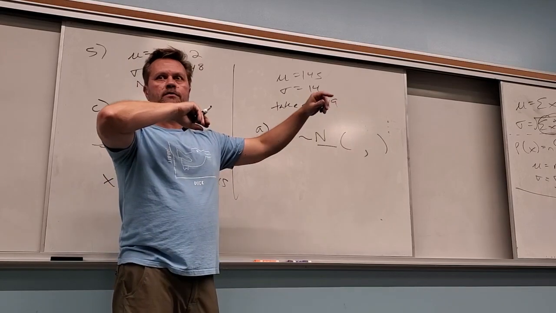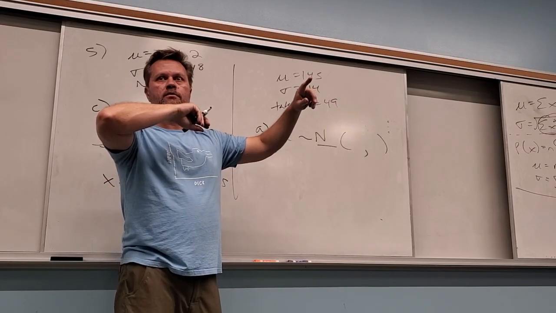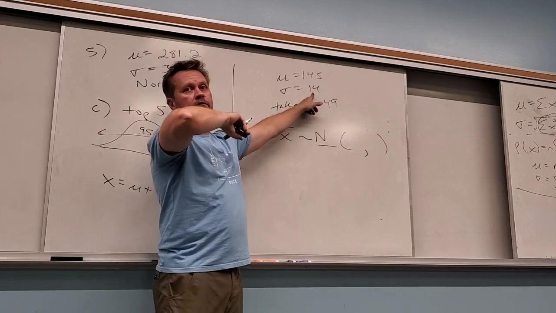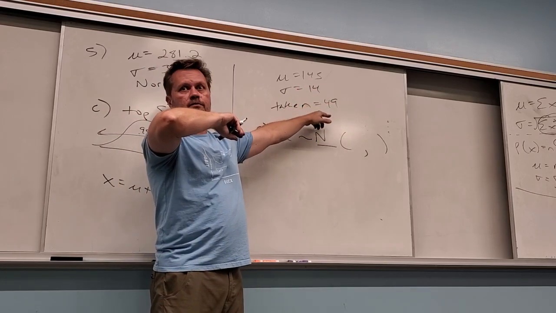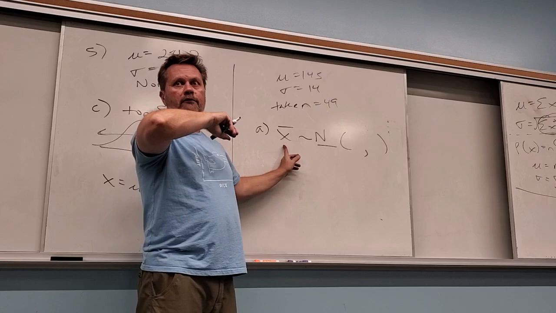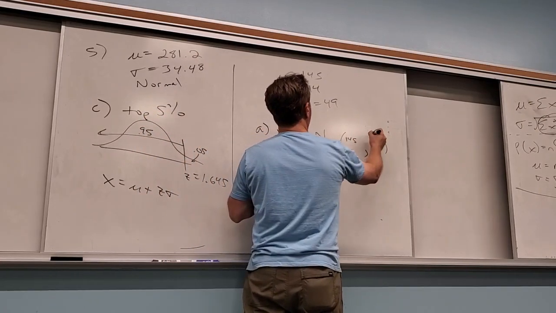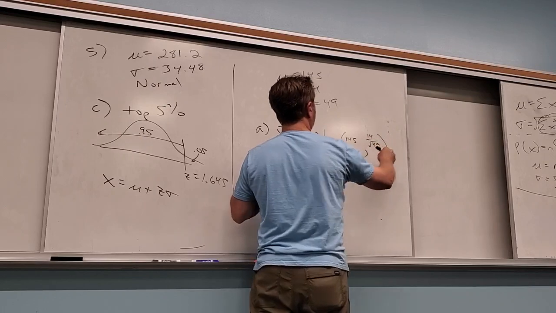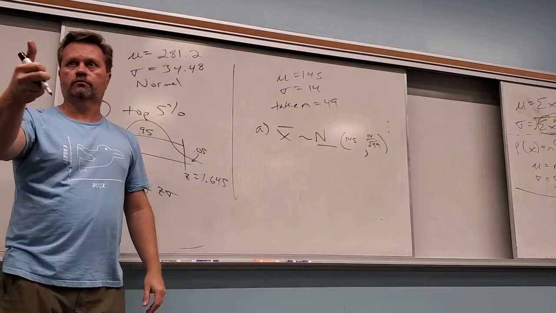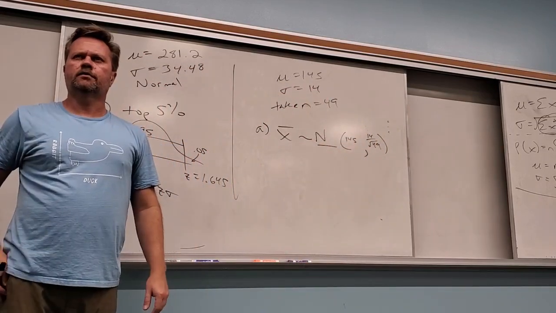What else happens? Square root of that. The standard deviation is not 14 anymore, right? That's for individuals. Now we're talking about groups of 49 and their averages, right? So this will be 145, and then 14 divided by square root of 49, which like people are saying is 2. Does that make sense? Yeah.